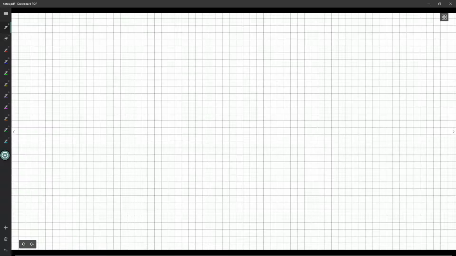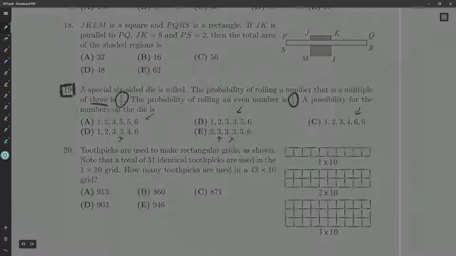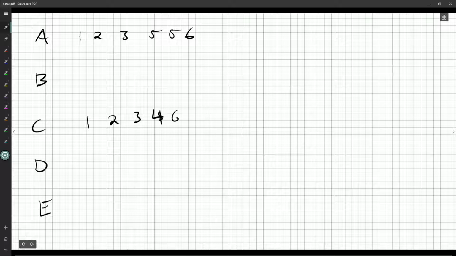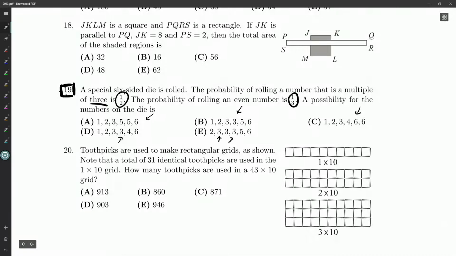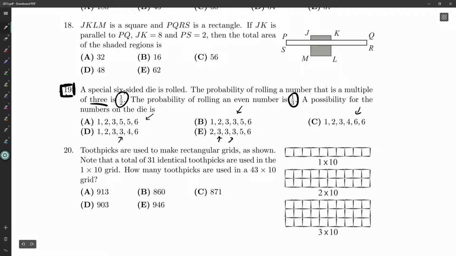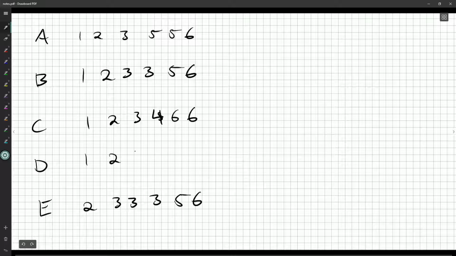So let's write our options. A, 1, 2, 3. A is the one with 2 extra 5s, right? Yeah, 1, 2, 3, 5, 5, 6. I think C was 1, 2, 3, 4, 6, 6. It had 2 extra 6s, right? Yeah. 1, 2, 3, 3, 5, 6. And then E was the 2, 3, 3, 3, 5, 6. And then D was 1, 2, 3, 3, 4, 6.